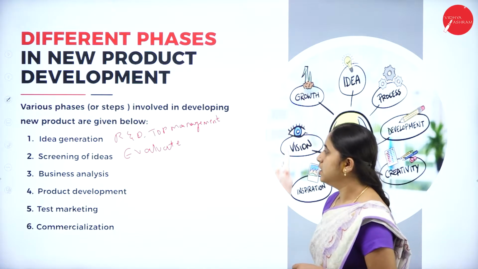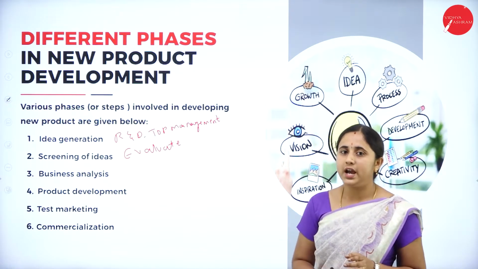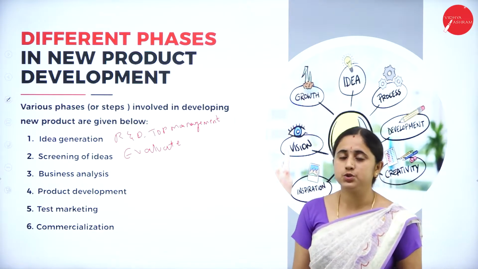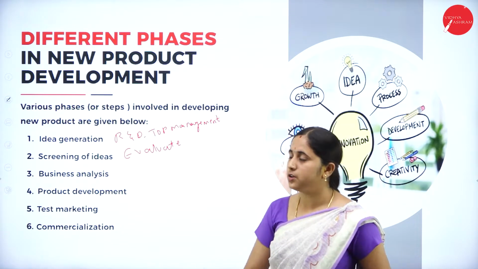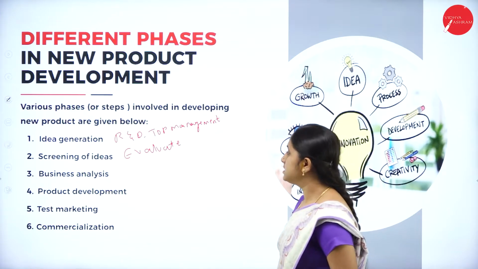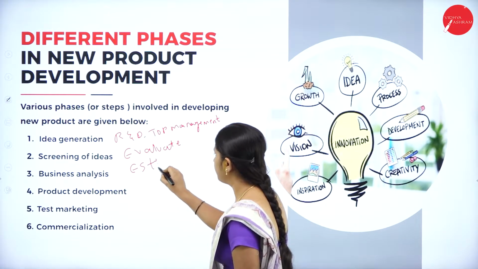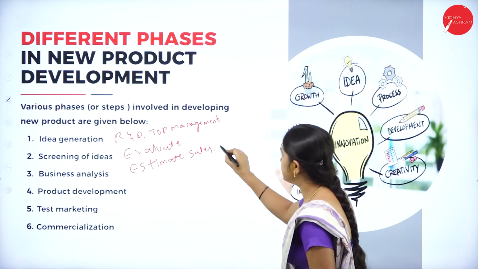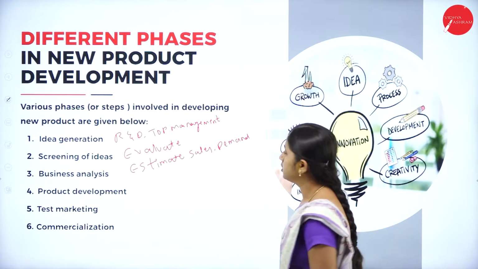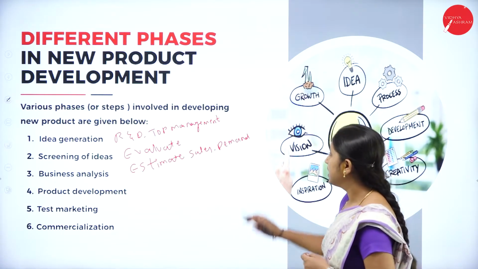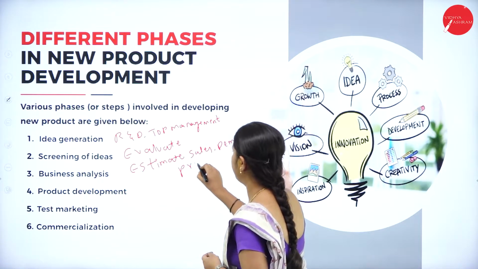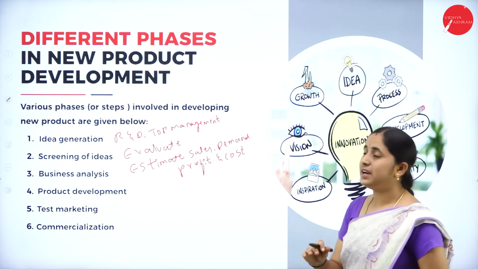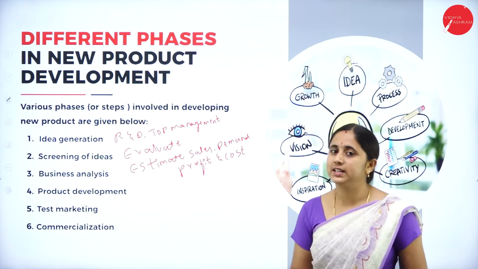Next, business analysis. After selecting one idea, you need to analyze the idea. The main objective of the business analysis step is to consider whether the company resources can be invested in the selected idea or not. In this step, you are going to estimate the sales, the demand for the product. Then profitability and cost. Then you are going to estimate the further demand. In future, the demand for your product can be increased or not.